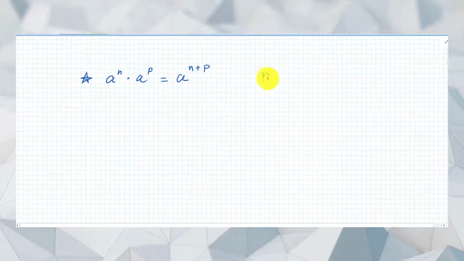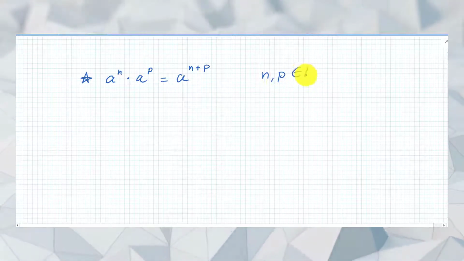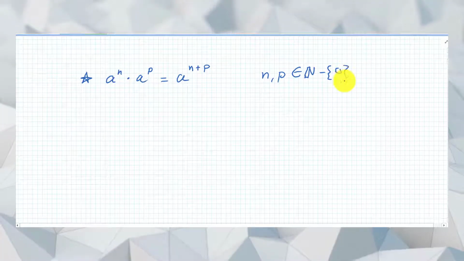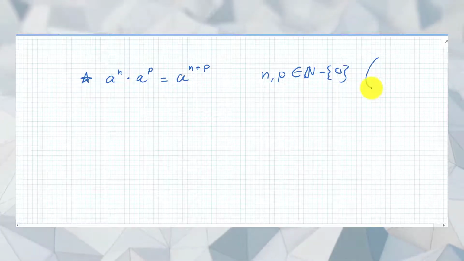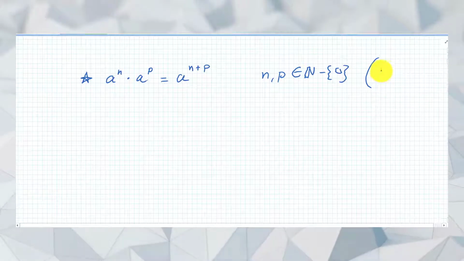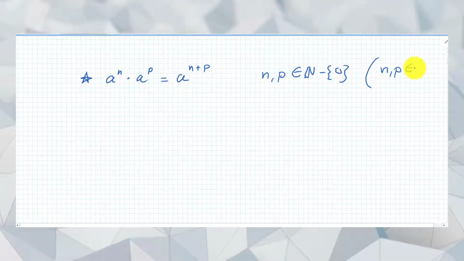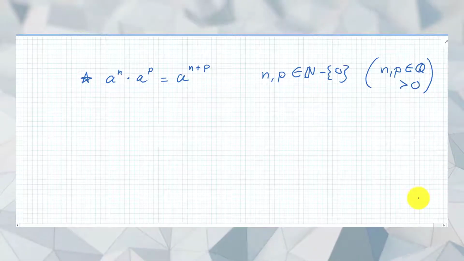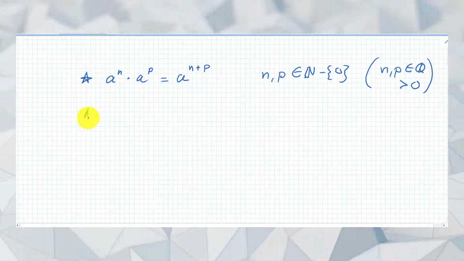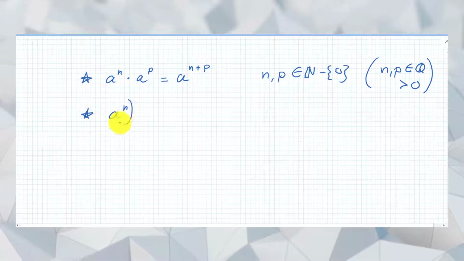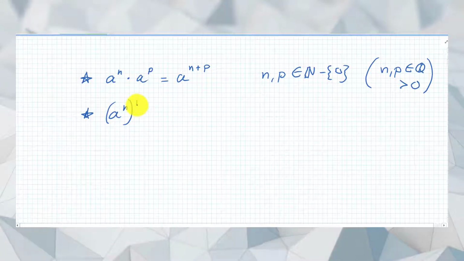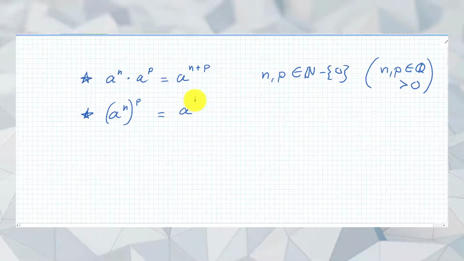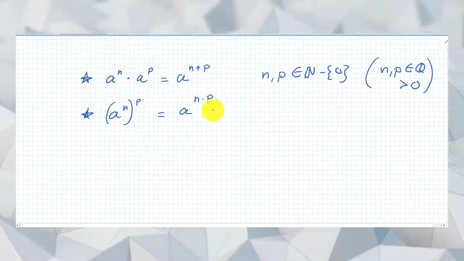I am assuming n and p to be natural numbers, except 0. We haven't defined a power 0. But actually, because of our previous lesson, we could also assume n and p to be positive rational numbers. Okay? The second property involves raising an exponential to another power. In this case, you don't change the base and you multiply the exponents.